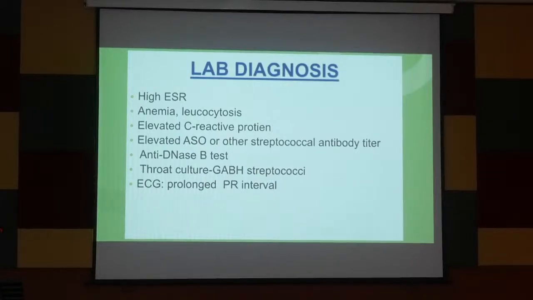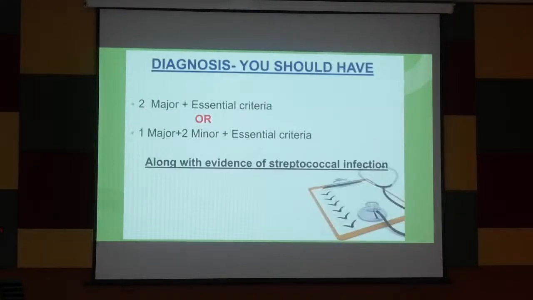Elevated anti-streptolysin O antibody, ASO. You often get in your clinical laboratory practice a high ASO: 600, 700, 1200, 3000. Maybe the antibody occurs at a very early age of life and still maintains its titer at a high level. ECG: prolonged PR interval due to carditis or pancarditis. Throat culture positive for group A beta hemolytic streptococci.